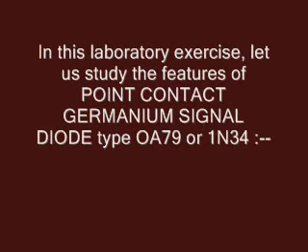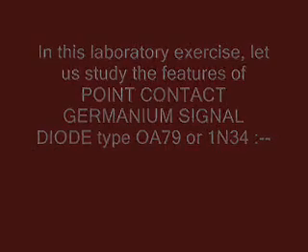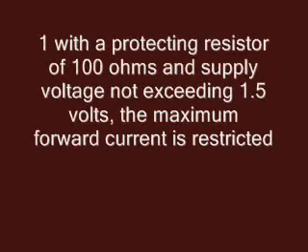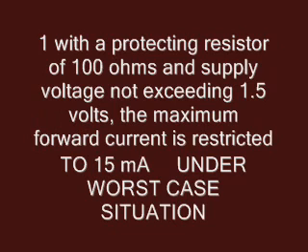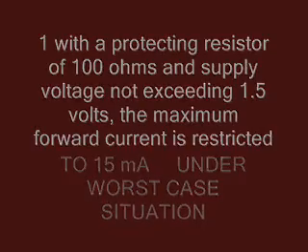In this laboratory exercise, let us study the features of point contact germanium signal diode type YA79 or 1N34. With a protecting resistor of 100 ohms and supply voltage not exceeding 1.5 volts, the maximum forward current is restricted to 15 milliampere under worst case situation.